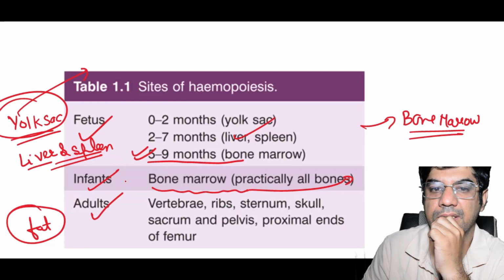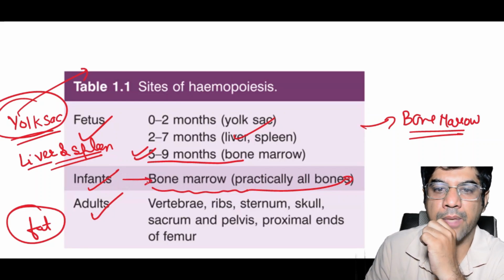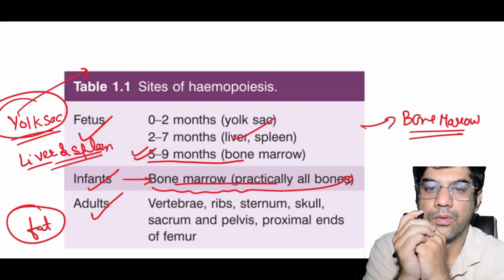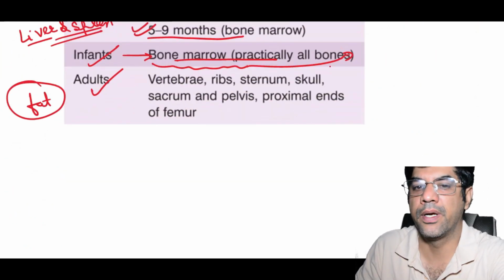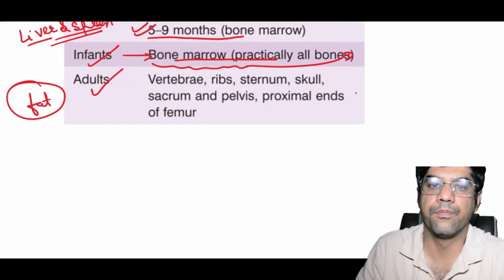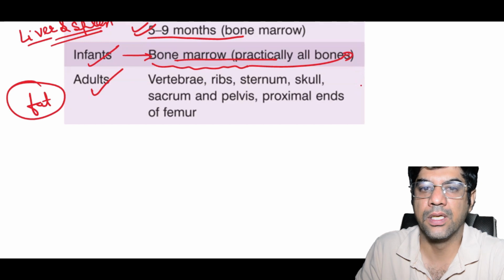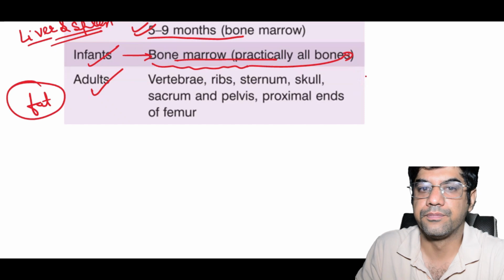In infants, the primary site of hematopoiesis is the bone marrow, and in adulthood the hemopoietic activity is confined to the axial skeleton and proximal long bones. Now remember, hematopoietic stem cells are important for blood cell formation throughout life. Now they have a unique property.